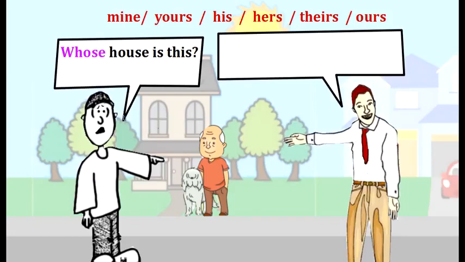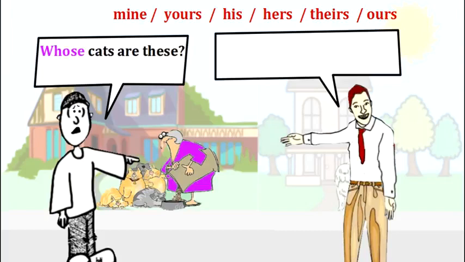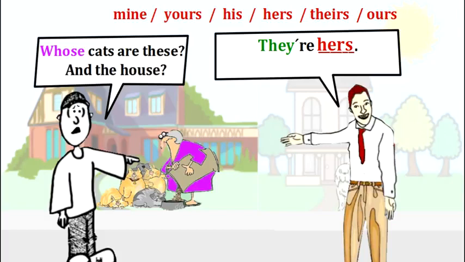Whose house is this? It's his. And the dog? The dog is also his. Whose cats are these? They're hers. And the house? This house is hers.